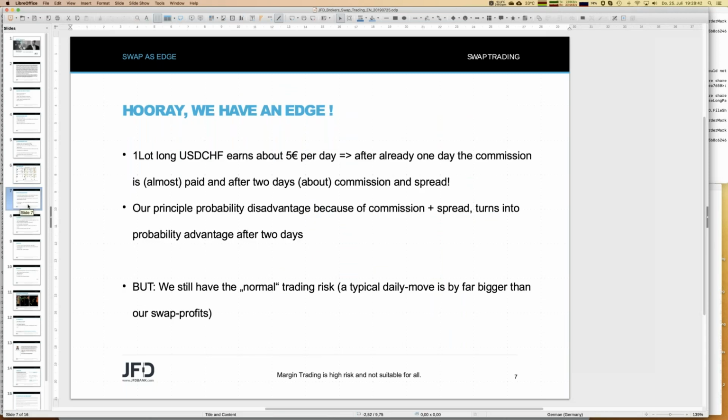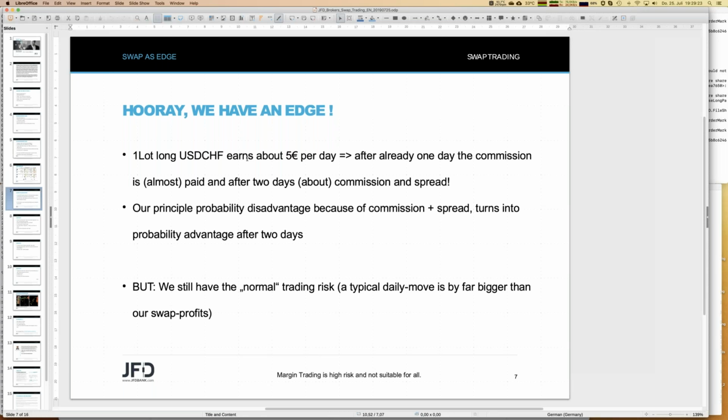But once again, what I really would like to mention, hooray, we have an edge. And that comes for free. So, and let me bring you the numbers a little bit in a balance, so to say. So 1 lot trade, US dollar, Swiss francs, earns 5 euros per day. You know that at JFD you have to pay €5.50 commission for 1 lot trade. So after 1 day, the commission is paid. Hey, that's good. And after 2 days, approximately, commission and spread is paid.